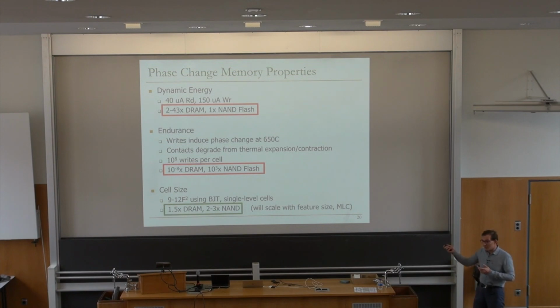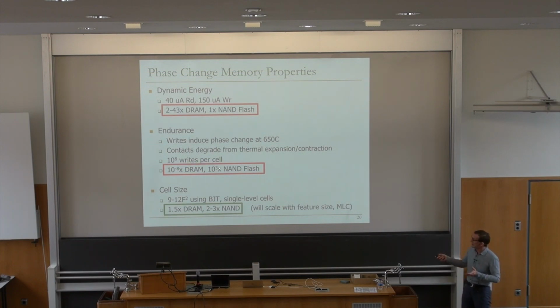So in our work, we're going to assume that you can do 10 to the 8 writes per cell. Now, as you saw, some people reported 10 to the 4 writes per cell. That would be terrible for main memory. I think even with 10 to the 8 writes per cell, it's not going to be very nice in the results that we will see.